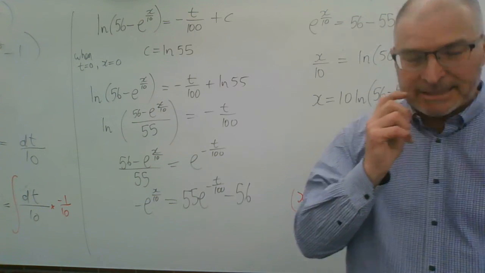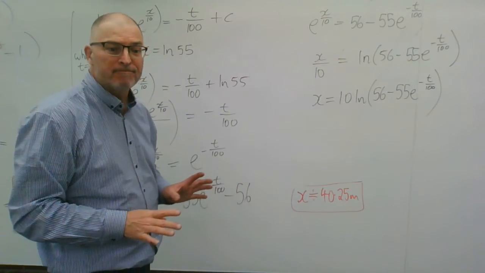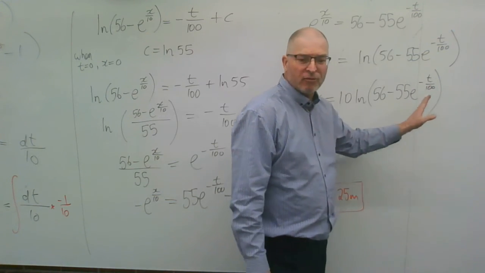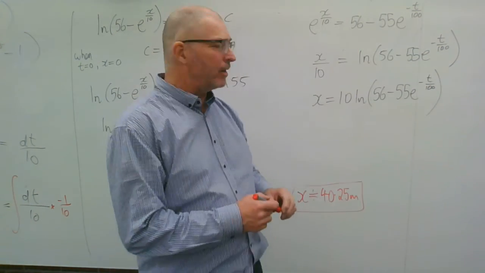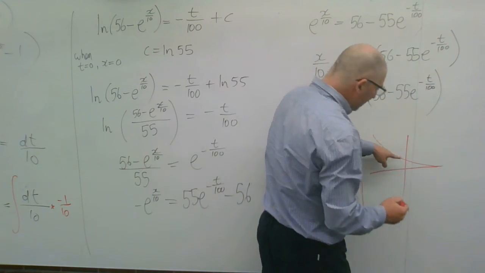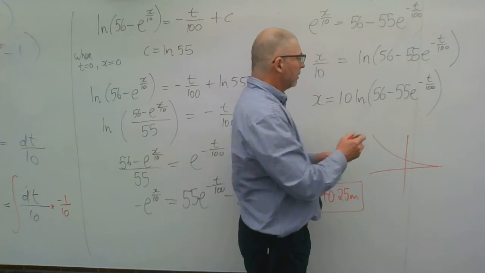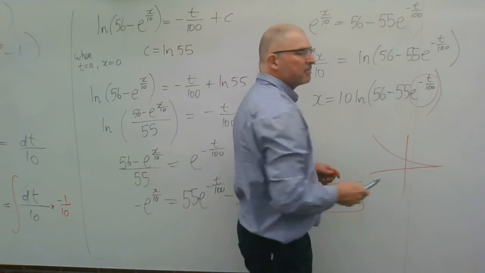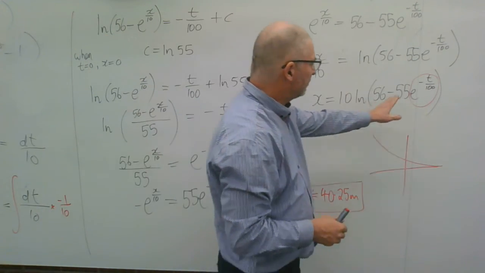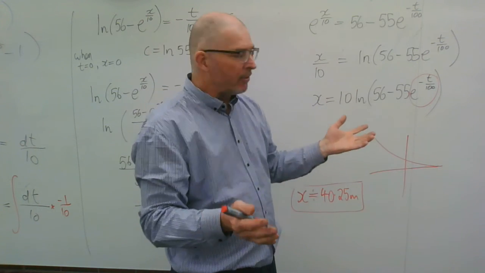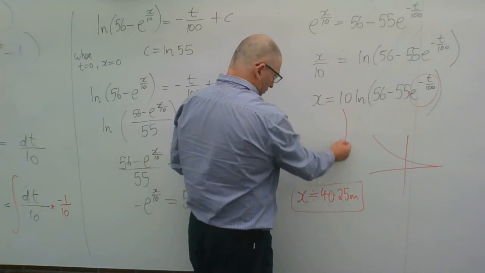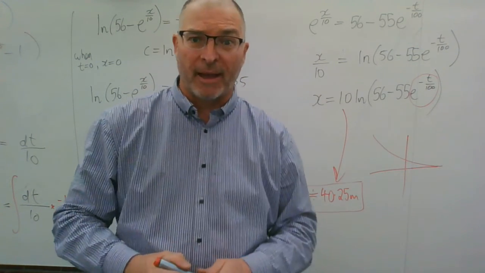Now, as t approaches infinity, we've got e to the minus t on 100. Now, we know what e to the minus t looks like. E to the minus t is going like that. So as you head out that way, this term here is becoming towards 0 as t approaches infinity, which means 55 times 0 is 0, which means we've got 10 ln 56, which is the 40.25 that we found before.